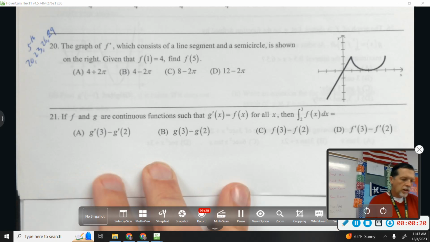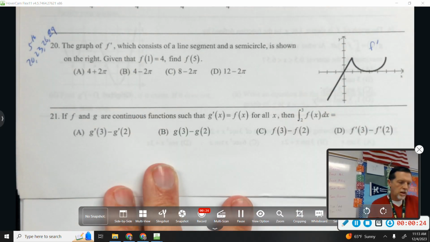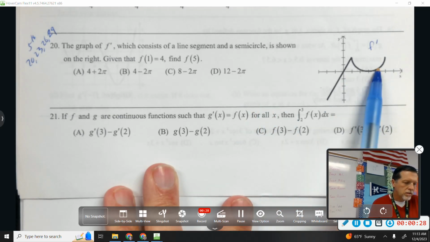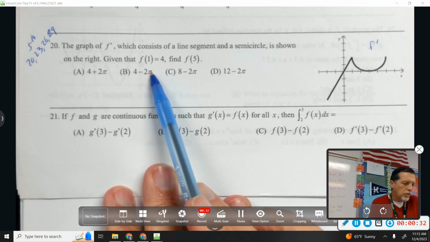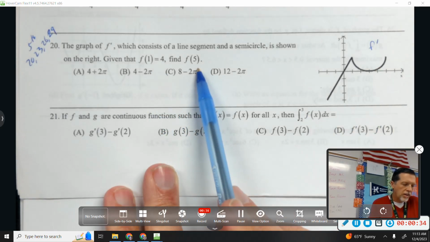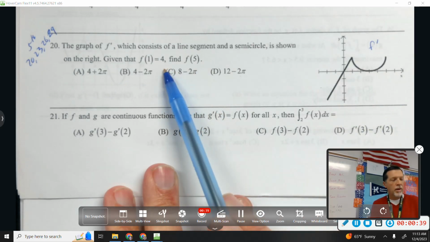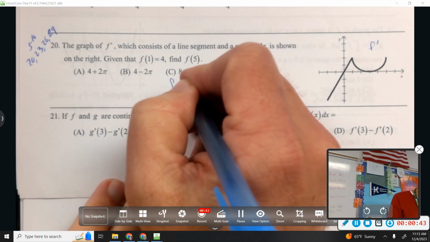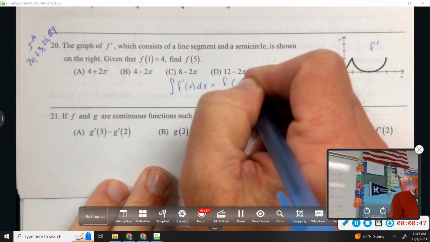Number 20. The graph of f prime, which consists of a line segment and a semicircle, is shown on the right. Given that f of 1 equals 4, find f of 5. Okay, so I've got f prime, and it's asking me questions about f, so I think I want to antiderivative the derivative to get back to something with f.